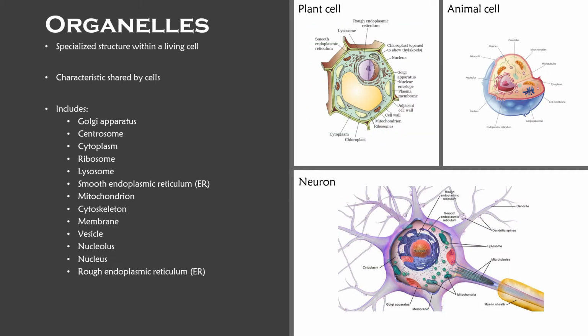Organelles are specialized structures that are characteristics shared across cells. They include the Golgi apparatus, centrosomes, the cytoplasm, ribosomes, lysosomes, the smooth endoplasmic reticulum, the rough endoplasmic reticulum, the mitochondria, plasma membrane, vesicles, the nucleolus, and the nucleus.